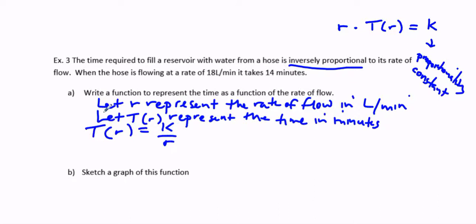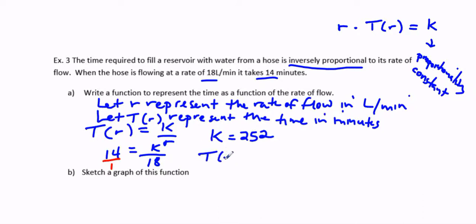That's our generic equation for the function, but we want to actually figure out what k is because we have some information here. So we're going to sub in for the time, it's 14 minutes. We don't know our k, but we're going to figure it out in a second. And the rate of flow is 18. So in order to solve for k, I can just cross multiply, and I'm going to get k equals 252. So our equation is t of r is equal to 252 over r.